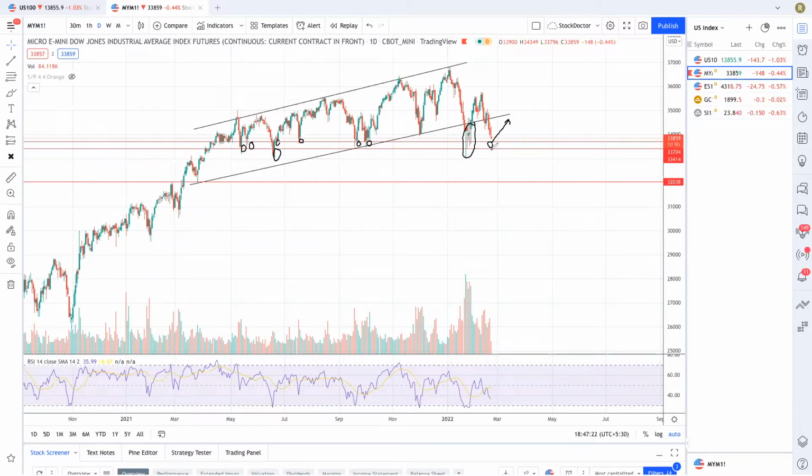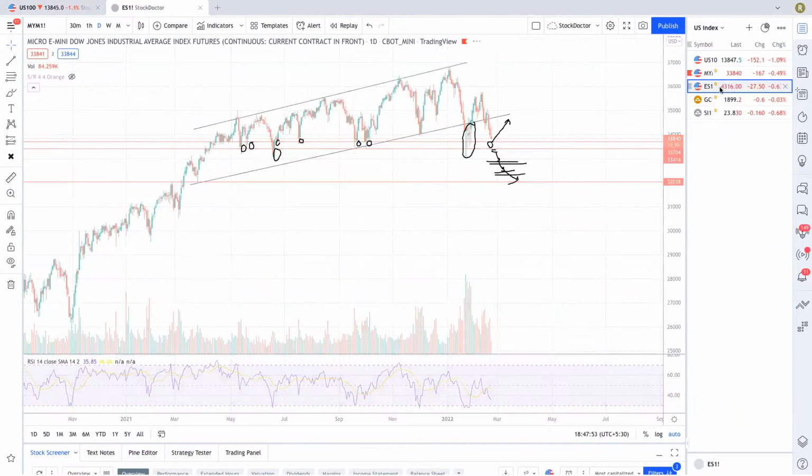And this time, if it takes support here and starts trading below 33,400, then 33,000 is the first target, 32,500 is the second target, and 32,000 is the third immediate target. These are all the immediate targets. Okay, so this was about Dow Jones. Next we are going to talk about S&P 500.